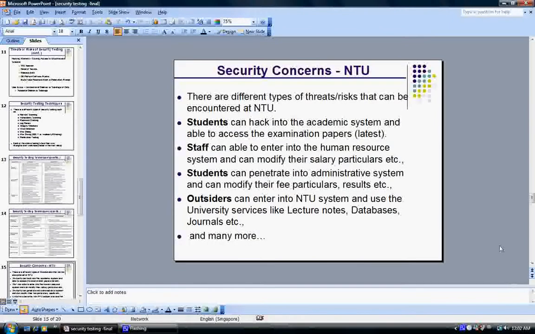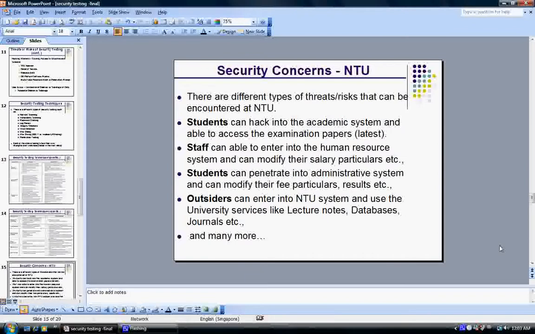Some of the security concerns that we feel could be possible for NTU are different types of threats or risks that could be encountered at NTU. Students can hack into the academic systems and access the examination papers for examinations they are going to take in the next 1 or 2 months. And staff can enter the HR system, by which they can modify their annual leaves, modify the salary particulars, or view the salary particulars of their colleagues or their superiors.